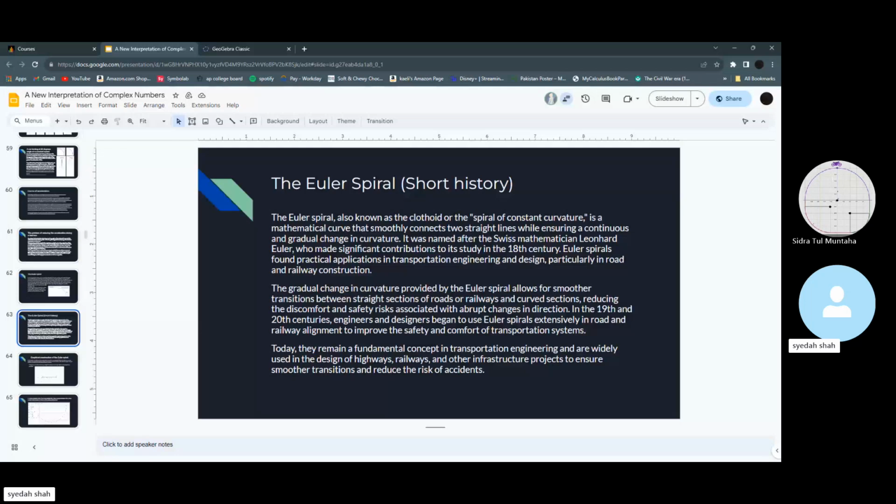The Euler spiral is used because it's a very gradual turn, which is good because if a circular curve were used, it would have been a lot less safe and there would probably have been more accidents, because people are going very fast already.